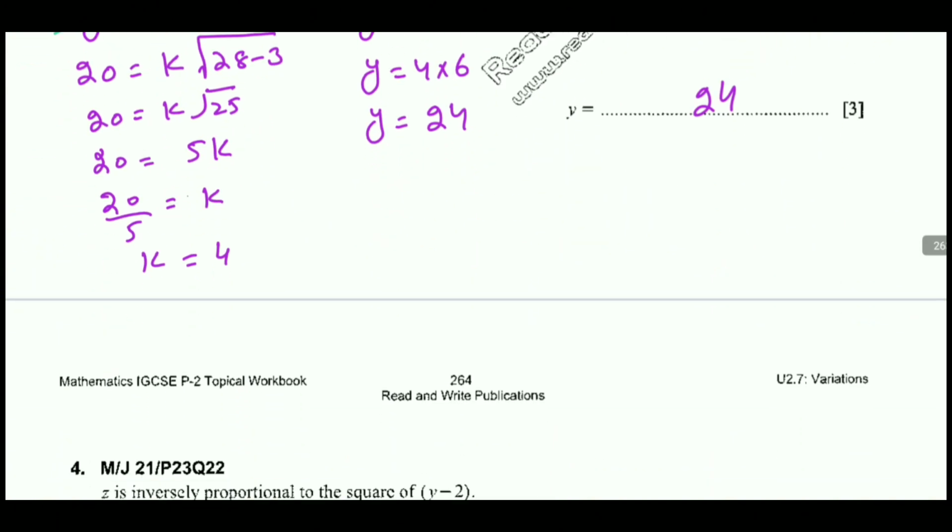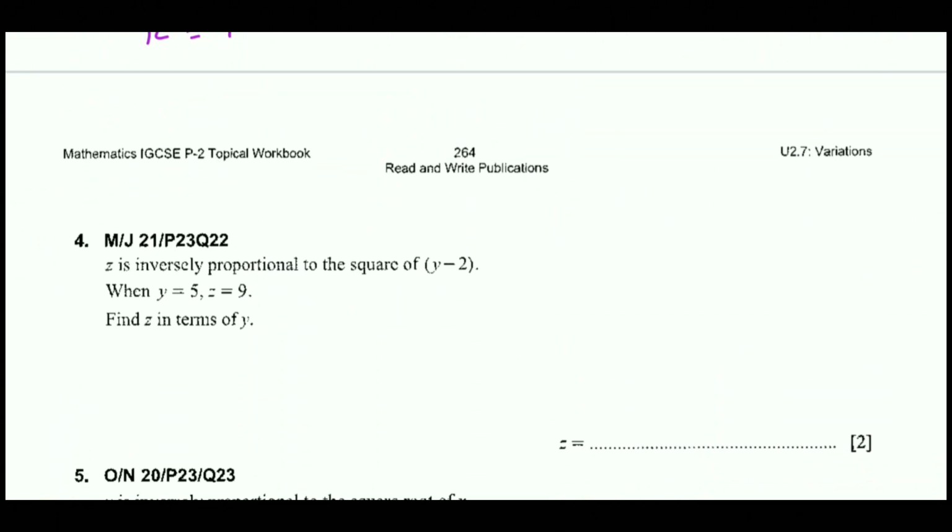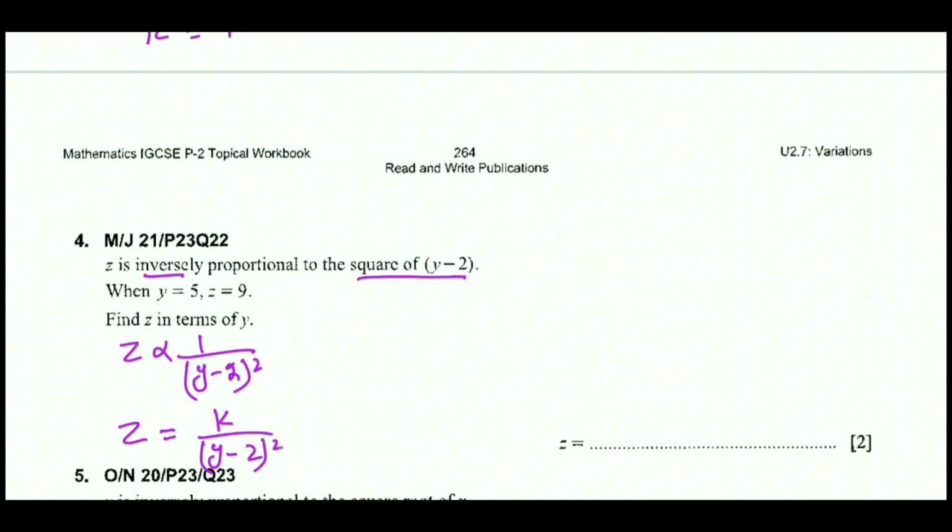So let's do one or two more examples. z is inversely proportional to the square of y minus 2. So let's write z is proportional to, as it is inversely proportional, and square of y minus 2. Inversely means that it should be in the denominator. Now we will convert it into an equation, like it will become k over (y minus 2) whole square.